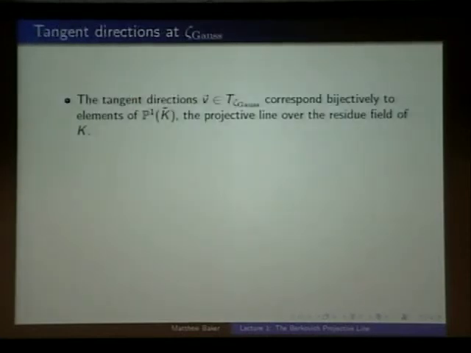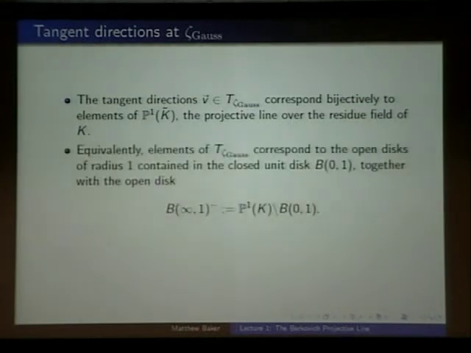Now the tangent directions at the Gauss point correspond bijectively to elements of P1 of the residue field of K. And the way to see this is that the tangent space at the Gauss point, the set of tangent directions, corresponds to open disks of radius 1 contained in the closed unit disk. Plus there's this complement of the unit disk in the projective line, which you think of as an open disk around infinity. And so these tangent vectors correspond to open disks whose closure, in some sense, is the corresponding closed disk.